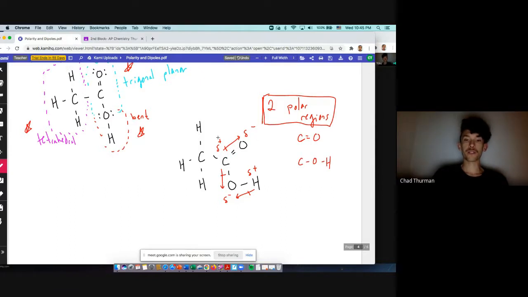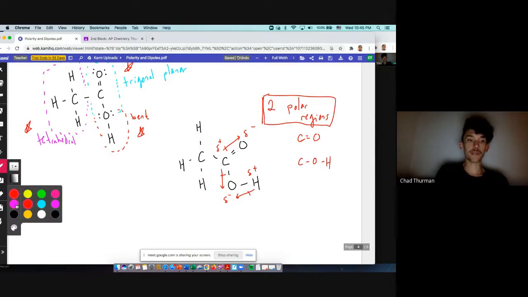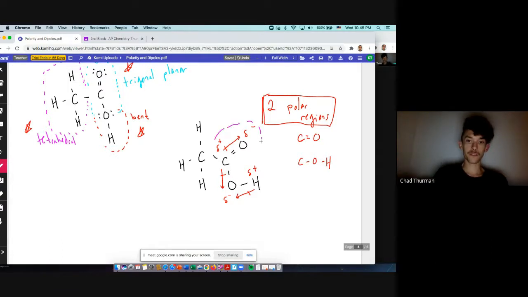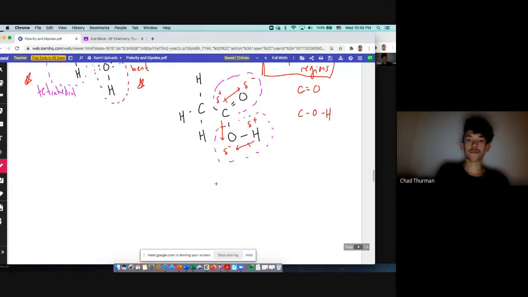And so here I have a region where there's a net dipole moment. And so I would call that a polar region. Here I have another region where there is a net dipole moment. These arrows agree with each other. They're both pointing towards the oxygen. And so that would be another polar region. I hope that makes sense.